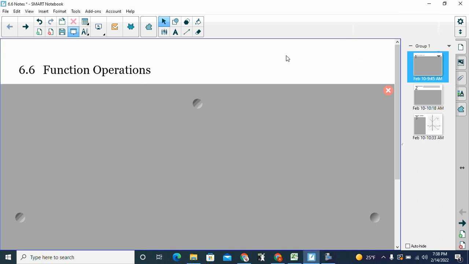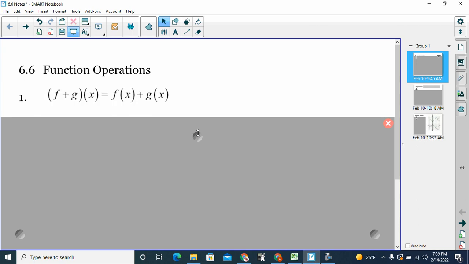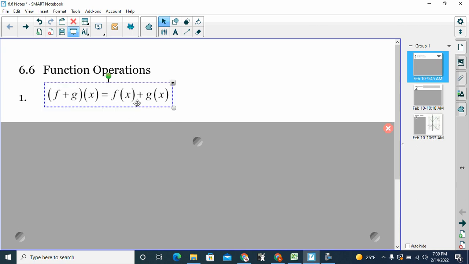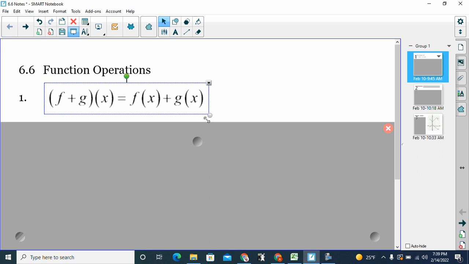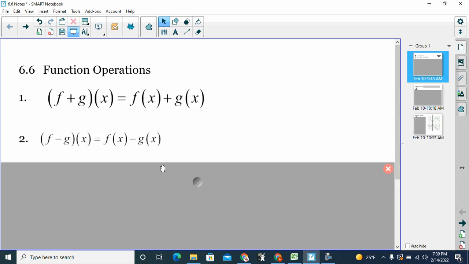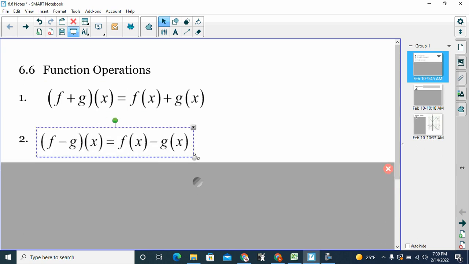These are notes from section 6.6 on function operations. There are 5 function operations that you'll learn here in this section. 4 of them you're already very familiar with, or you should be. The first is function addition. As you could guess, we have subtraction, multiplication, and division as well.